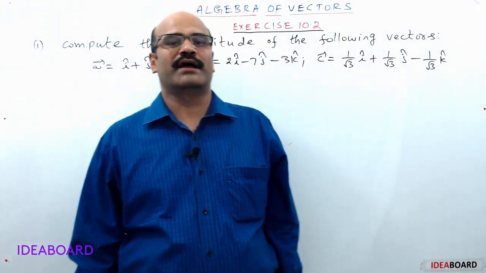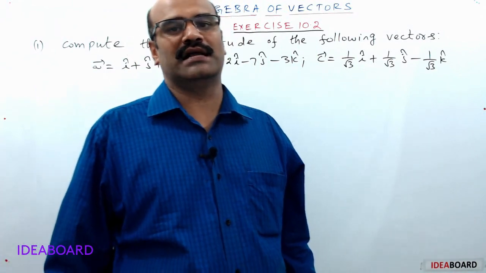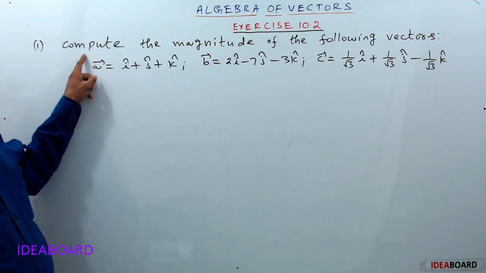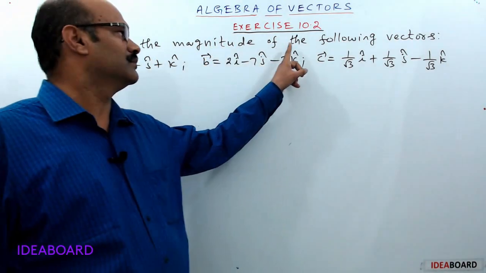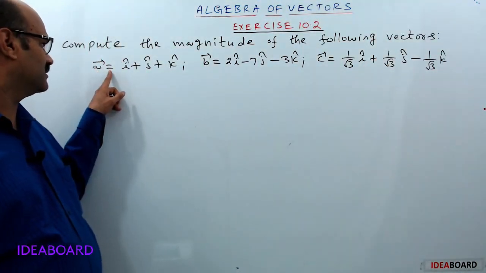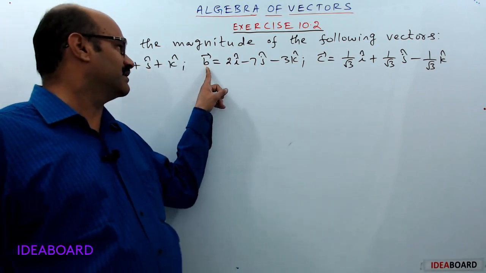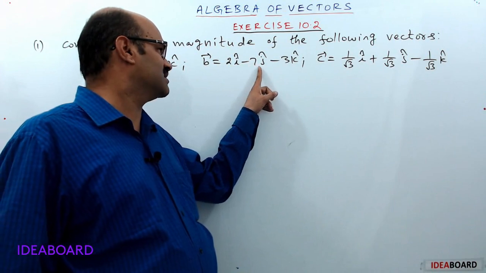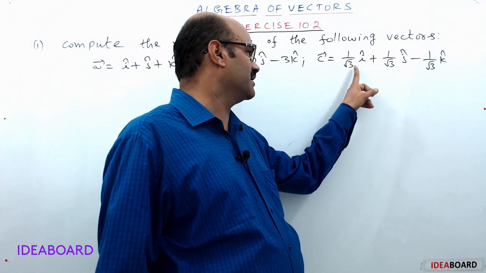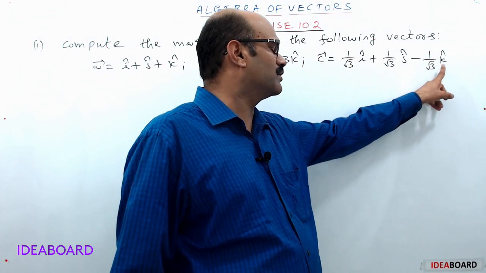Hi students, today I am doing the problems from exercise 10.2 in the topic algebra vectors. First problem, compute the magnitude of the following vectors. A vector is given by i cap plus j cap plus k cap. B vector is given by 2i cap minus 7j cap minus 3k cap. And C vector is given by 1 by root 3 into i cap plus 1 by root 3 into j cap minus 1 by root 3 into k cap.